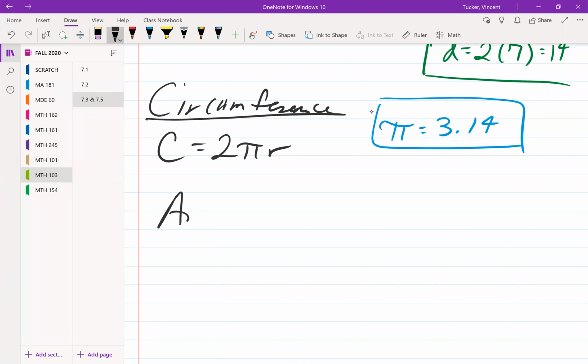Then the area of a circle is pi r squared. So the amount of space that a circle takes up can be calculated in this fashion.